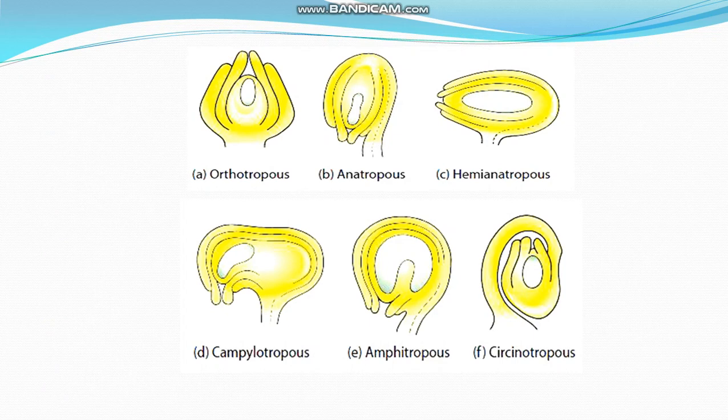Let's now discuss the types of ovule. Ovule is classified into different types. In our book, 6 types of ovule are given. The first type is known as orthotropous, the second type is anatropous, the third type is hemianatropous, the fourth type is campylotropous, the fifth type is amphitropous, and the sixth type is circinotropous.